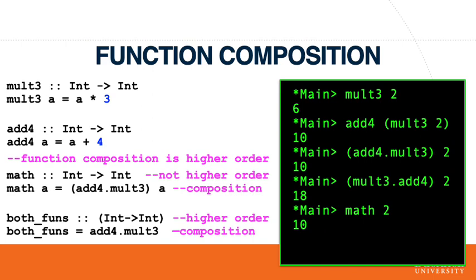We can, however, define a higher order function to do this. Both funds is a higher order function. Both funds doesn't take any arguments. Instead, it returns a function that maps from integer to integer. Both funds is defined as add 4 dot multiply by 3. Essentially, it is an alias for the same function. Both funds 2 returns 10.